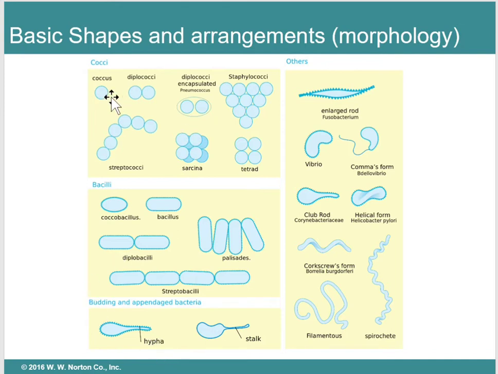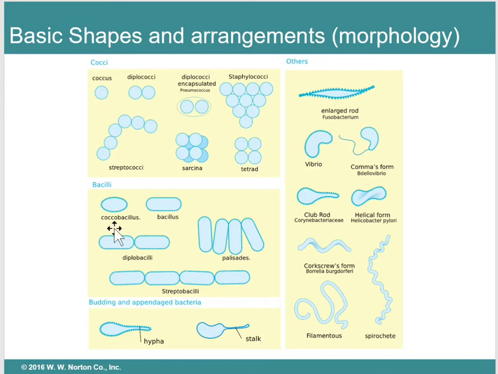So with cocci, there are multiple different types. The basic shape is going to be cocci or bacilli, and then the arrangement is going to be the prefix of the word. So if you just see coccus, that means that it's singular. If you see diplococci, that means that there's generally two cells side by side. And then if you have streptococci, it's in a chain. Or if you have staphylococci, it's like in a cluster. And then tetrad is 4.